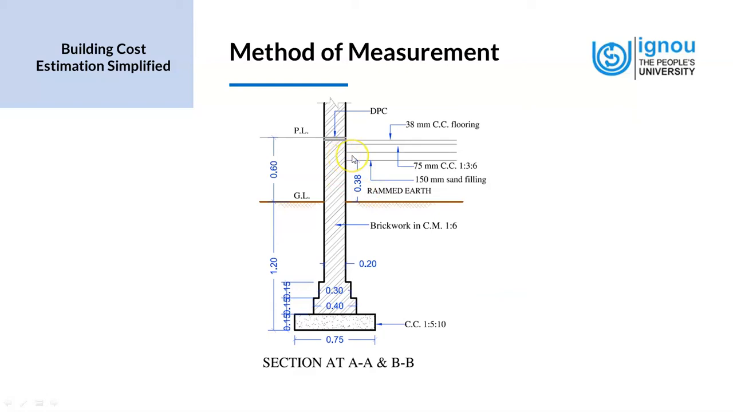Above that, we have one more layer of sand filling, right after the rammed earth, which is of 150 mm thickness. Above this sand filling layer, we have a layer of cement concrete of 75 mm thickness, in the ratio 1:3:6. And above this 75 mm CC 1:3:6, we have a 38 mm CC flooring. These are the dimensions that we will familiarize ourselves with, and now we look at how to take the quantities based on the information available.